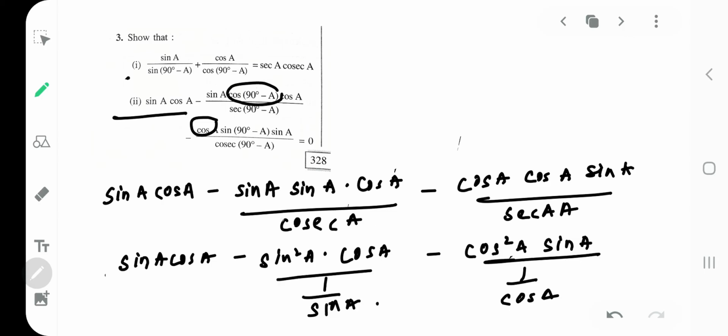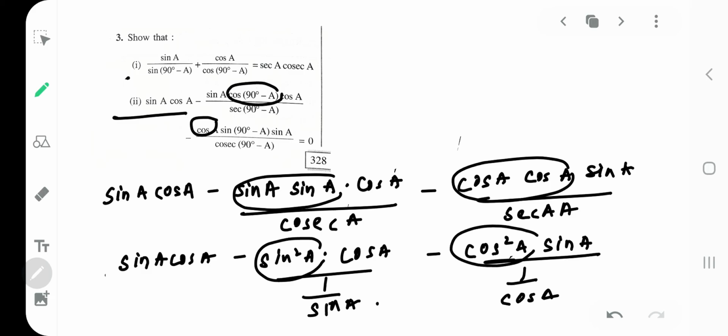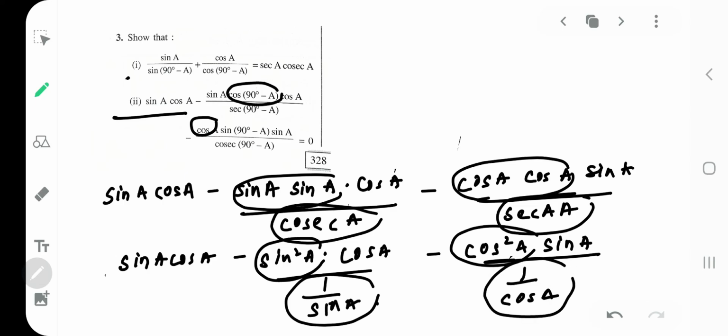So I have just converted in this step. I have multiplied sin A and I made sin square A. And I multiplied cos A, I made cos square A. Down for cosec A, I wrote 1 upon sin A. And for sec A, I wrote 1 upon cos A.